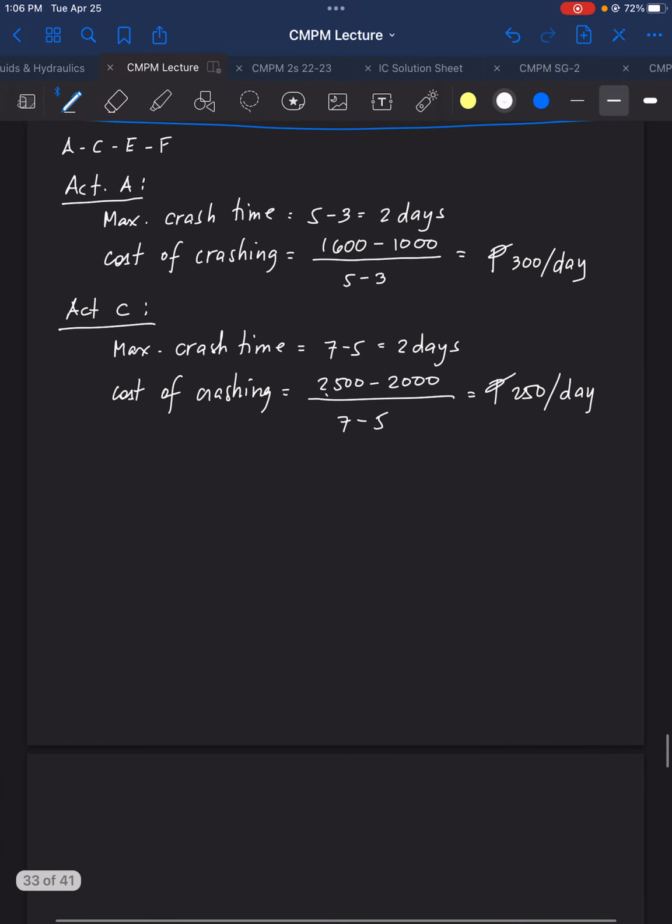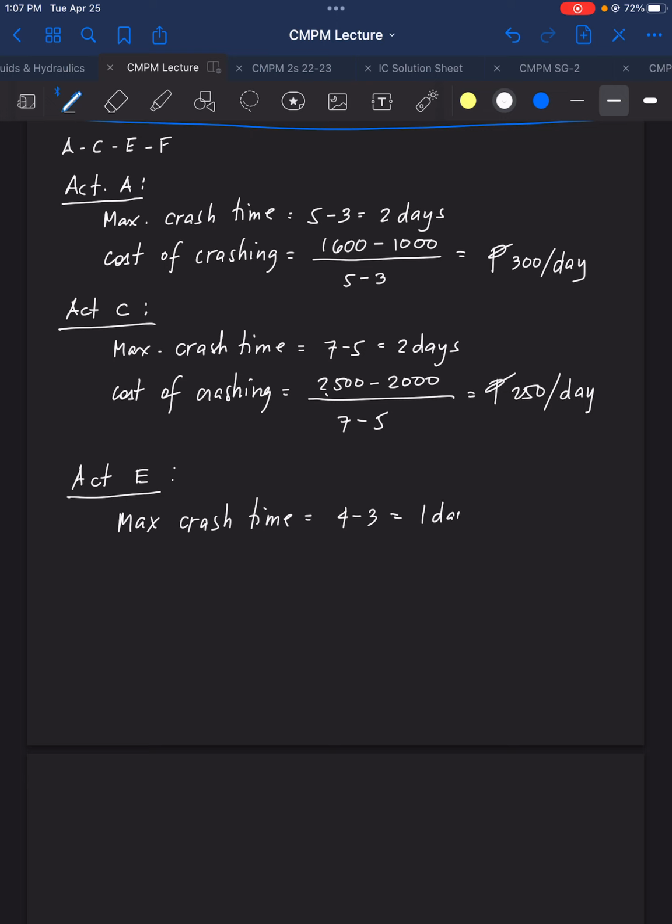There we go. For activity E, the max crash time is 4 minus 3, that is 1 day. Cost of crashing, COC, is 1,500 minus 1,000 over 4 minus 3, and that is equal to 500 per day.